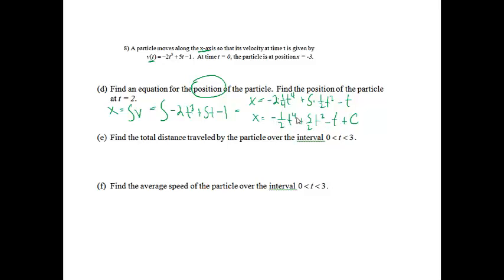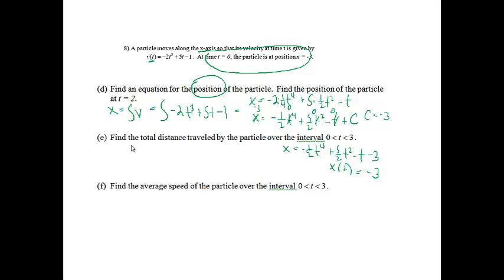We are actually able to find the c in this problem because they did give us some information in the beginning. They told us that when t equals 0, my position is x equals -3. So we are going to end up getting -3 equals 0 plus 0 plus 0 plus c. So that means c is going to equal -3. So my position equation will be -1/2 t to the 4th plus 5/2 t squared minus t minus 3. Then it asked us to find the position of the particle at 2. So if I plug 2 into that equation, I will end up getting -3 as my answer.